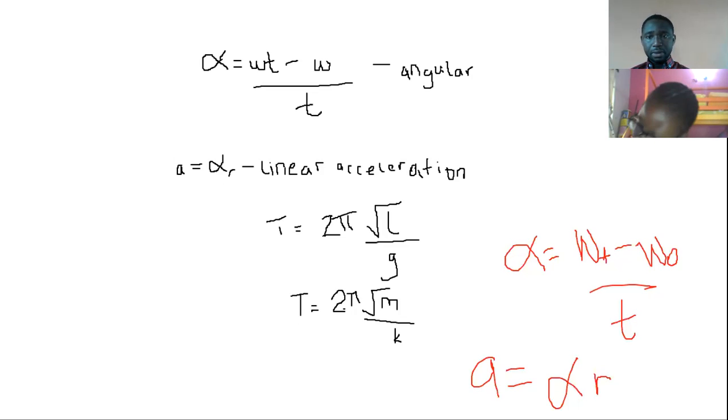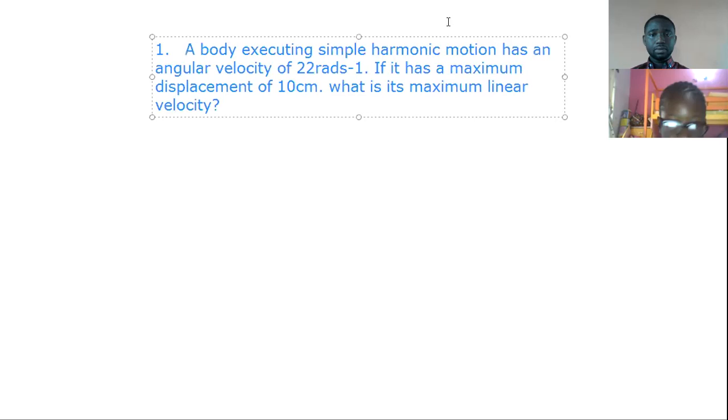No, sir. Let's do it then. All right, I said a body exhibiting simple harmonic motion at an angular velocity of 22 radian. Okay, this is it.